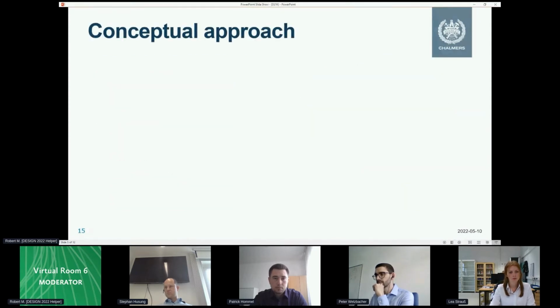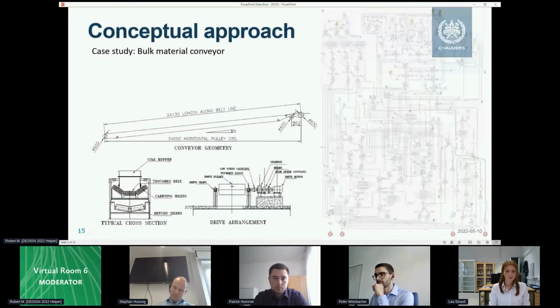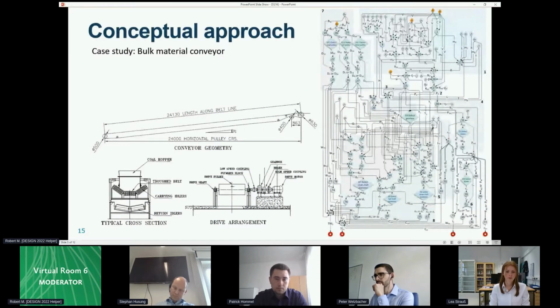For this paper, we demonstrated the approach using a belt conveyor case study. The margin analysis network is shown on the right. The orange diamonds show the specification parameter which are likely to vary and therefore are of interest. The large diamonds are decision nodes, the circle are calculation nodes, and the red donuts are performance parameters.